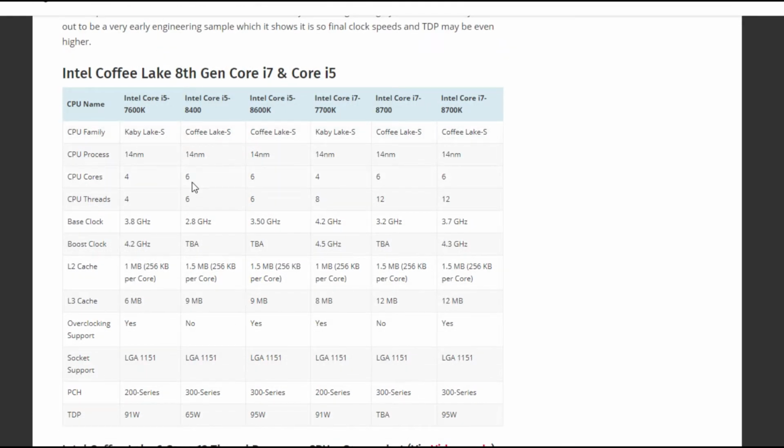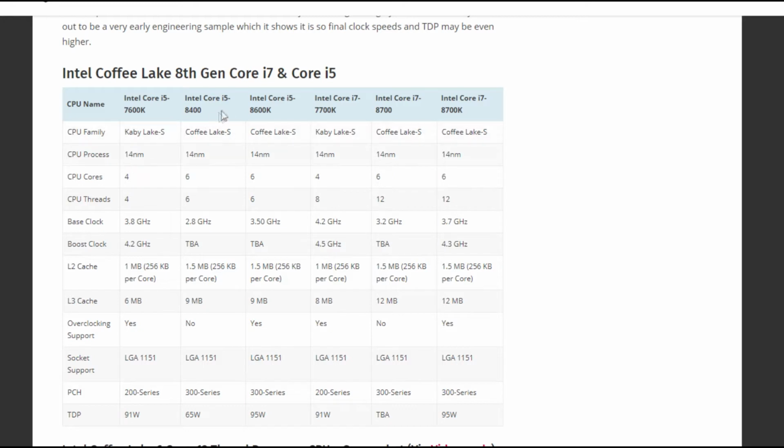8400 with 6 cores. And yes guys, that's the biggest and most important difference of them all, because Intel is bringing the 6 core processors to the mainstream, something that we wanted to see in a long time, and finally they are doing it.